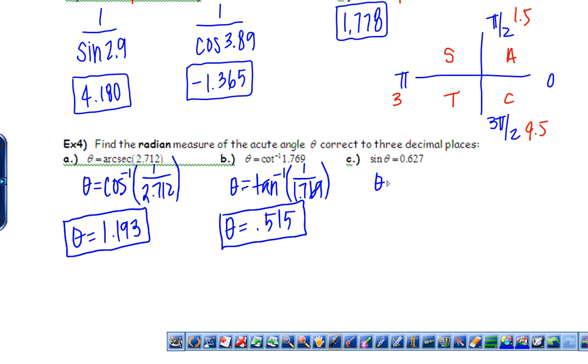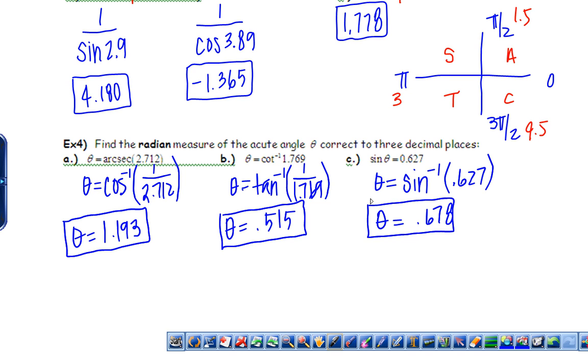Okay, this can be rewritten as arc sine of 0.627. And be careful, because with sine, you can just plug this straight in, no 1 over. So arc sine of 0.627 in radian mode gives you 0.678. Y'all be careful, because I'm going to tell you if it's going to be in radian or degree mode.